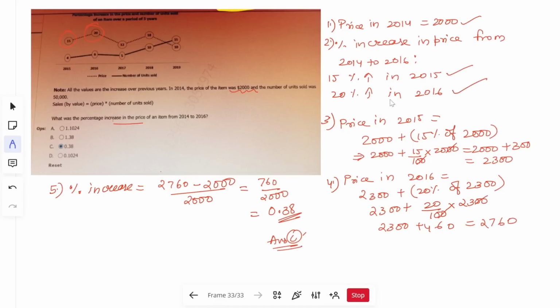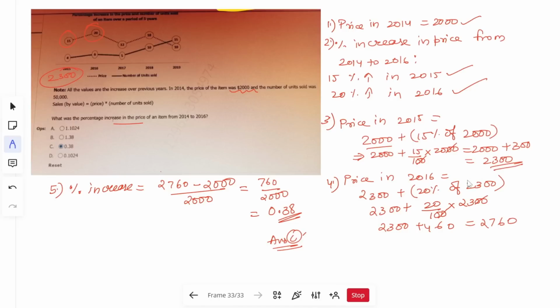Now we have to calculate the prices. This is the percentage increase that we are told. In 2014 the price was 2000, so the price in 2015 will be 2000 plus the increase, which means 15% of 2000. When you solve it, you will get the new price value, that is 2300. So in 2015 the price was 2300.